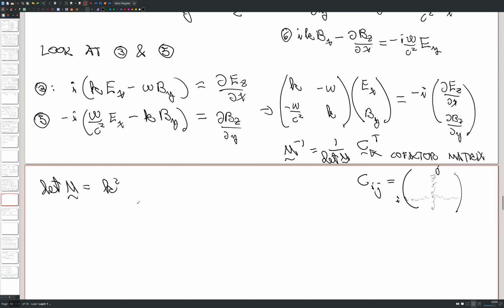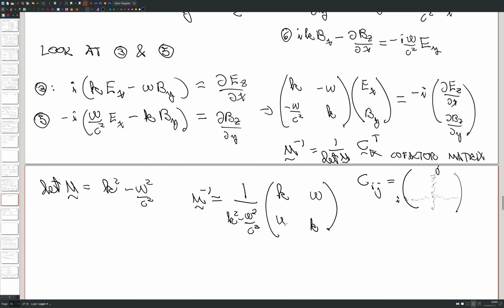K squared minus omega squared over c squared, and the inverse matrix is 1 over this thing, and then the transpose of the cofactor. So for example, if I want to do this one here, I remove this and then take this one and then put the element. So I just get k, and then I get this one just omega, and then omega over c squared. Okay, so that's my inverse matrix.